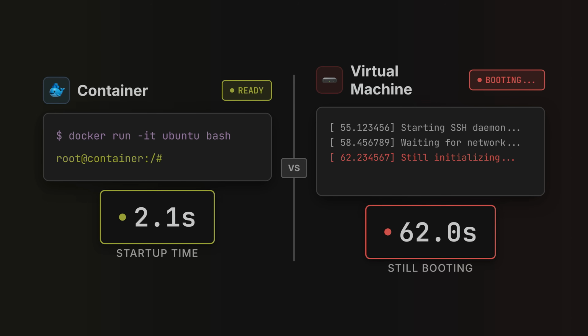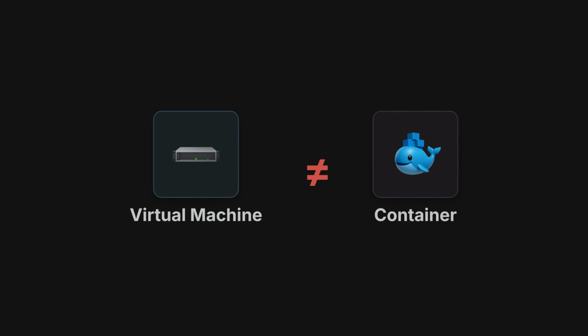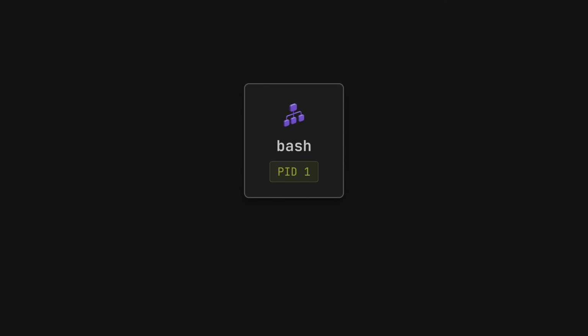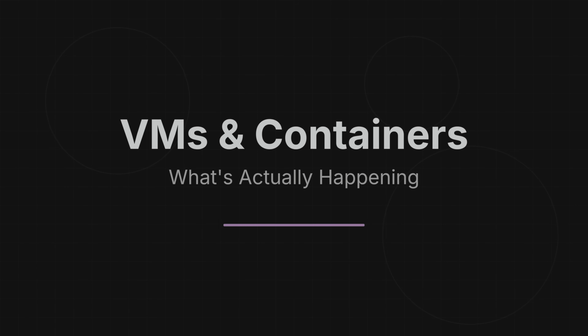Both give you isolation. Both let you run software in a self-contained environment. So what's actually different about them? A container is not a small VM. A container is a regular Linux process that the kernel has been told to lie to. And something you do every day, Docker exec, is actually much simpler and stranger than you think.